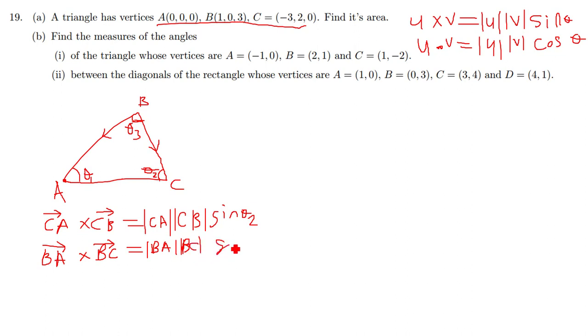Then you have sine theta 3. So in both cases you make theta the subject. First of all you make sine the subject, and then you come and say sine inverse of BA cross BC over the magnitude of BA times the magnitude of BC. Then you make theta the subject, and then you find your theta.